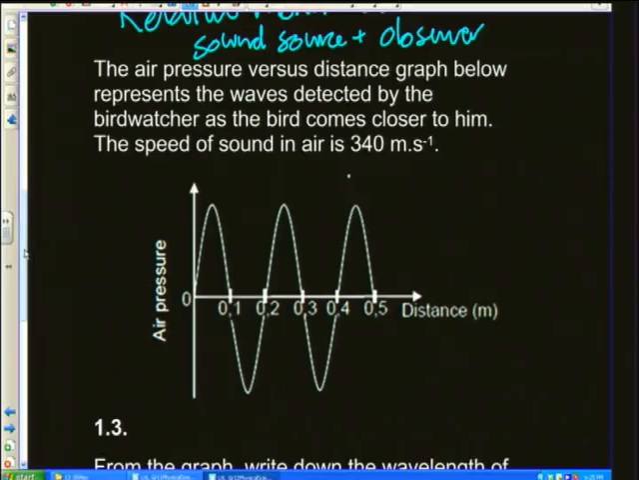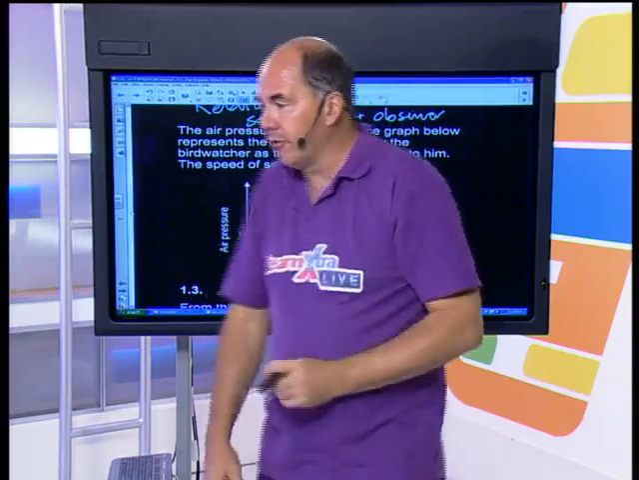So many people wrote down Doppler effect. It's not true. The reason isn't Doppler effect. The phenomenon is called Doppler effect. The reason is because there's a difference in motion between the source of sound and the observer of the sound.